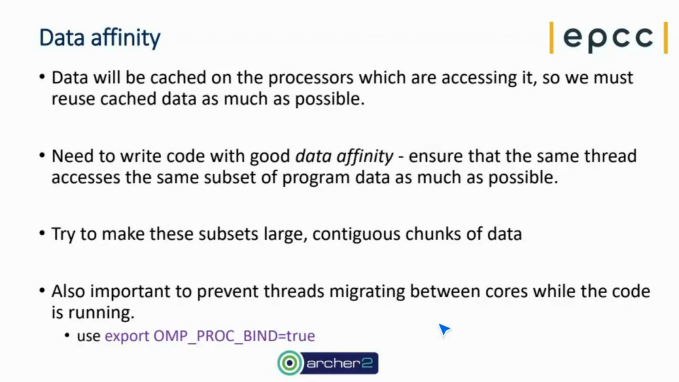So in a parallel multi-threaded context, we need to write code with good data affinity. Essentially ensure that the same thread accesses the same subset of program data as much as possible. We also want to try and make those subsets relatively large, contiguous chunks of data, for reasons which I'll come on to in a minute. We don't want very fine-grained interleaving of accesses in address space from different threads.